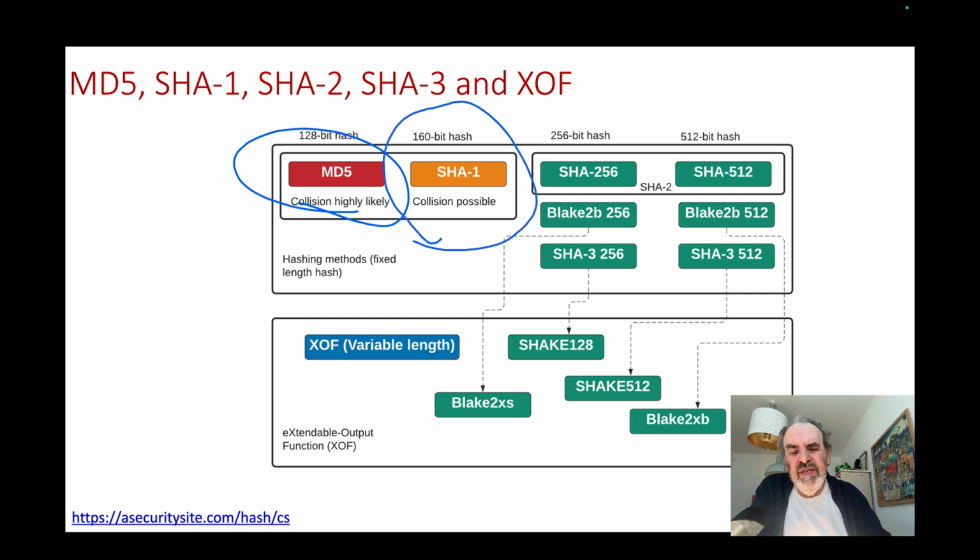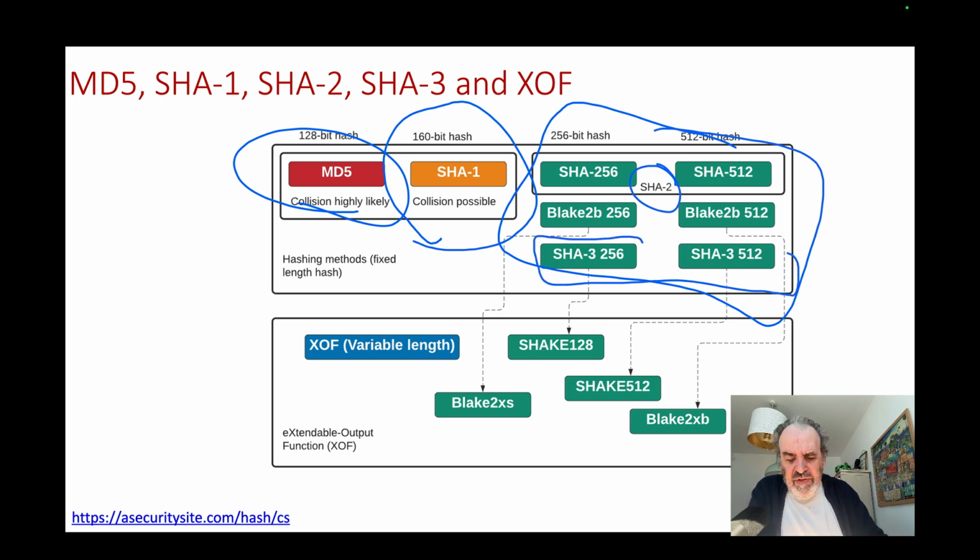SHA-1 is much better, but there is the possibility, with a lot of computing power, for a collision to be possible. So the hashing methods we should use are these ones here, SHA-256 and SHA-512. Often these are known as SHA-2, but there are other ones such as SHA-3 and Blake 2B.